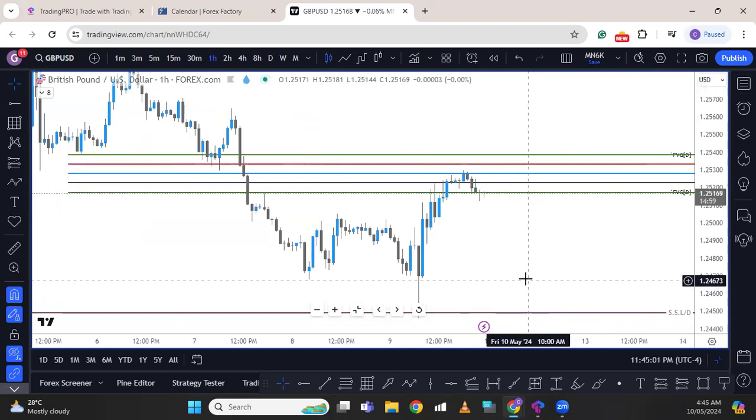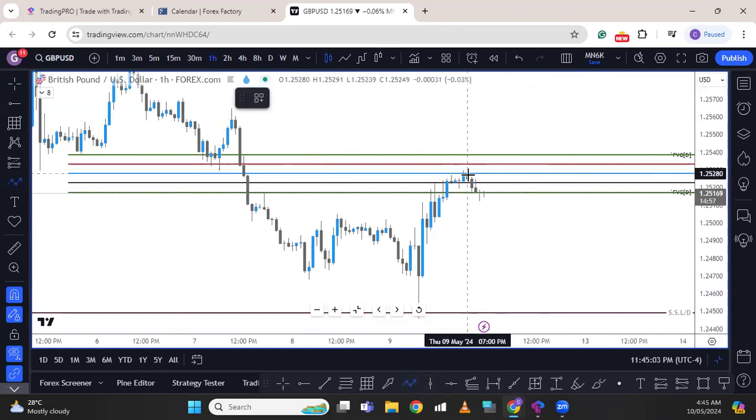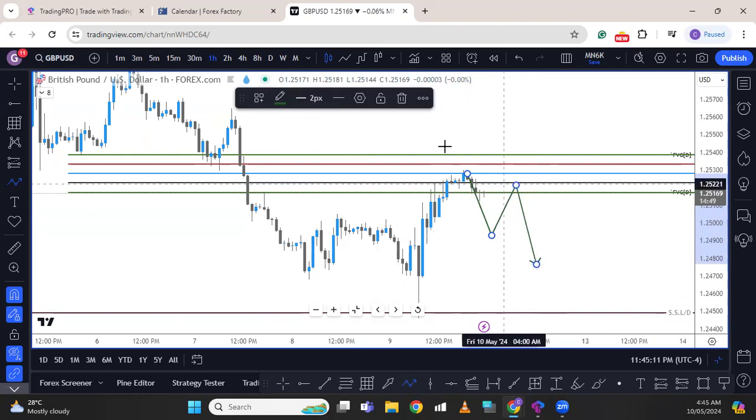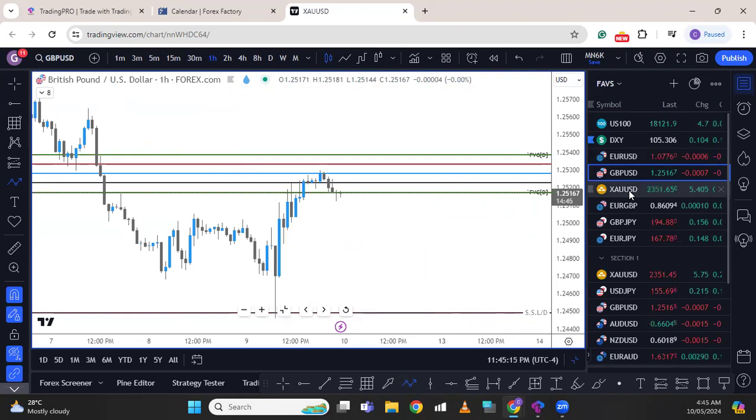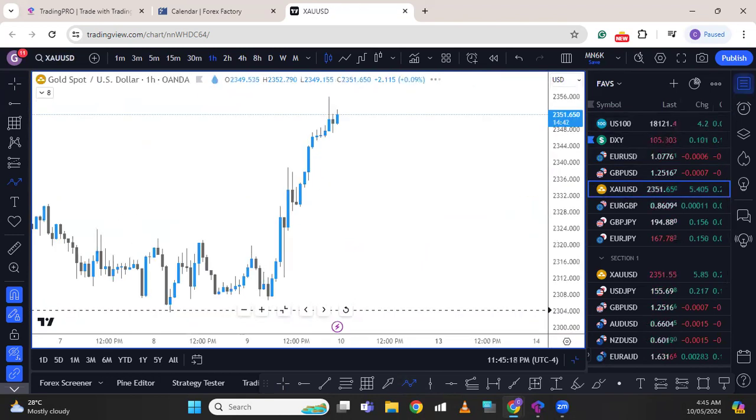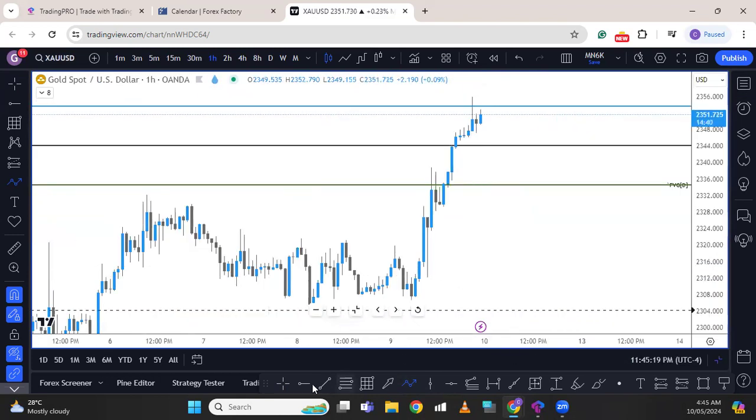So what you'll be waiting for is something like a proper displacement below these structure points here, especially this, a pullback and a move lower in price. Next one we're going to be looking at is gold. Gold played out as outlined yesterday in the review.